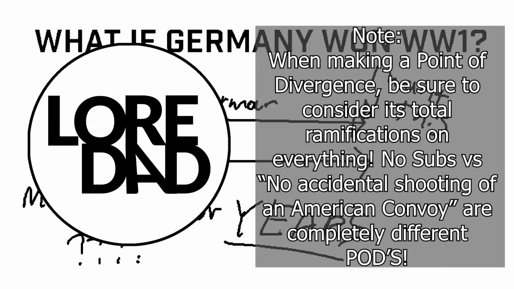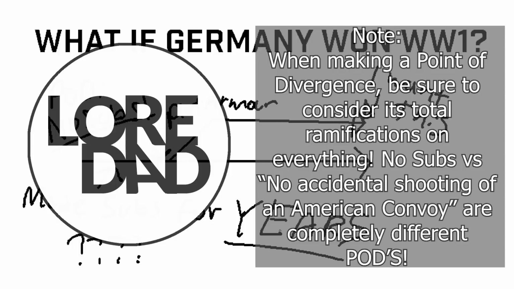Secondly, the point of divergence that you made may not actually give you the result that you want. Germany not pursuing unrestricted submarine warfare would lead to the Entente's supply lines being far more functional due to lack of effective submarine warfare. Sure, the USA might not have joined the war, but would Germany actually win if the Americans hadn't showed up?